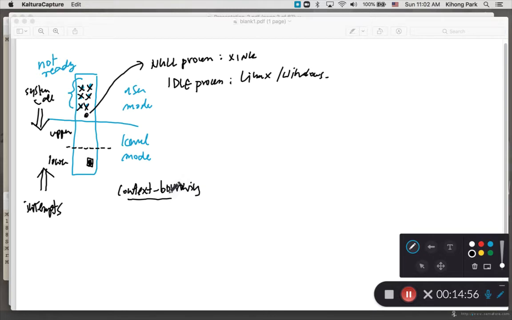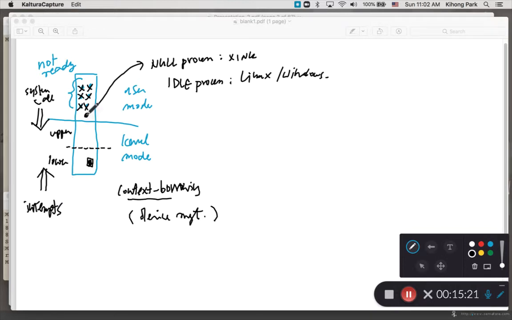It's the default strategy that's used by modern kernels, but there's another approach that we will discuss later on under device management. So that comes after memory management. There we will see another way of doing this besides context borrowing. But at this juncture, we are going to, by default, assume an interrupt occurs.